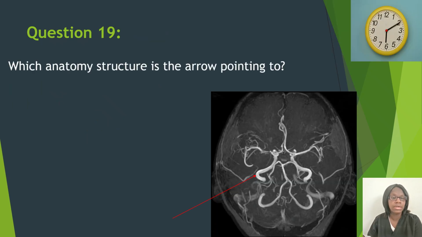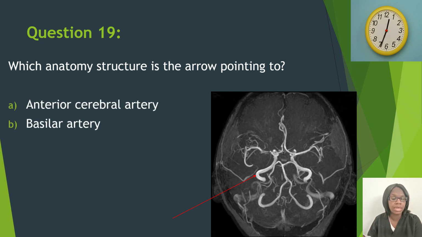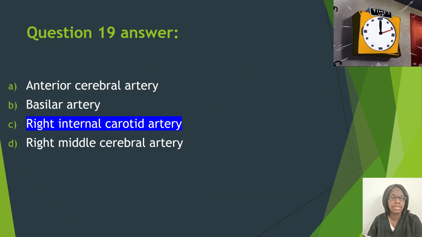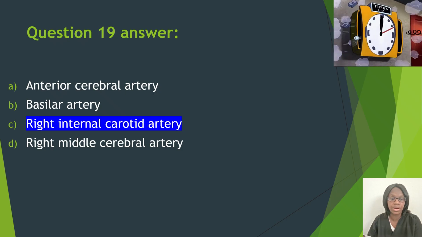Question 19. Which anatomy structure is the arrow pointing to? A, anterior cerebral artery. B, basilar artery. C, right internal carotid artery. Or D, right middle cerebral artery. All right, the correct answer is C, right internal carotid artery.